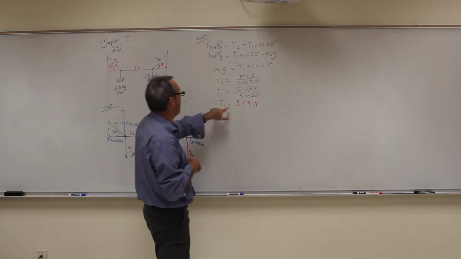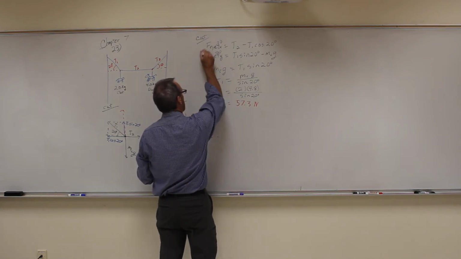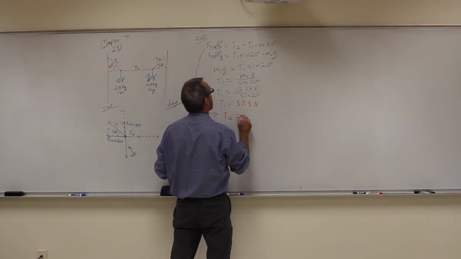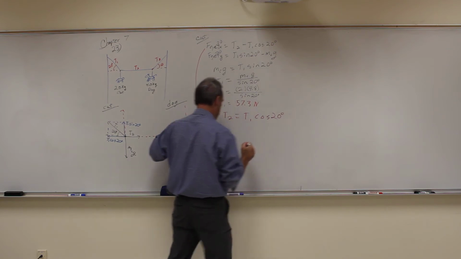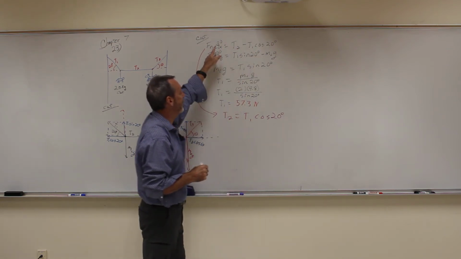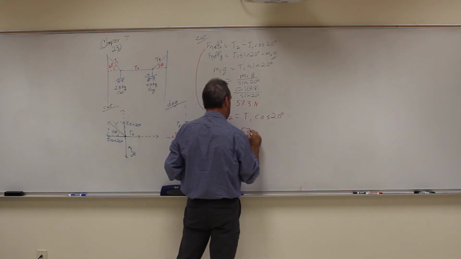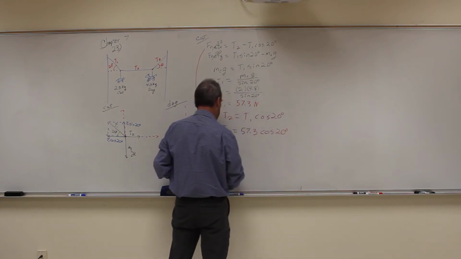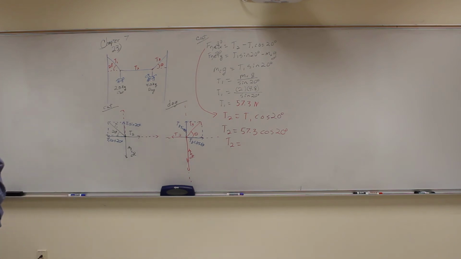All right, but now that I know T1, look, I can go back into here and figure out what T2 is. So I'm going to go back to this equation right here, I'm going to solve this for T2. So I'm going to get T2 is equal to T1 cosine of 20 degrees. All I did was move that to the other side since this is equal to 0. So T2 is equal to 57.3 times cosine of 20 degrees, or tension 2 is equal to 53.8 newtons.